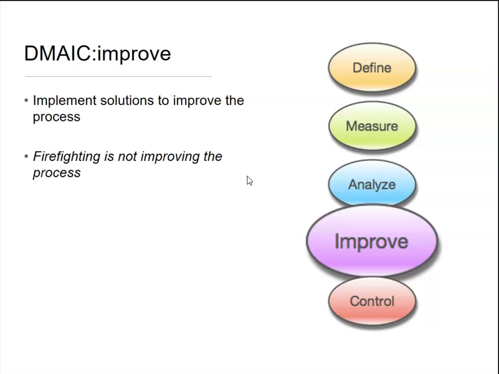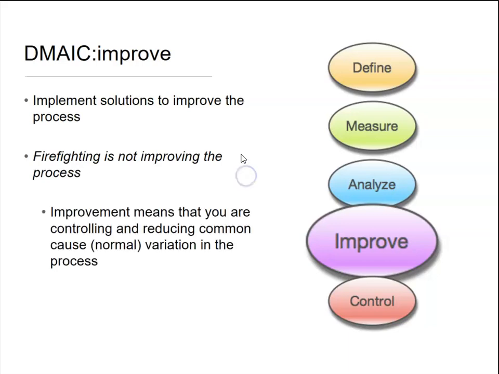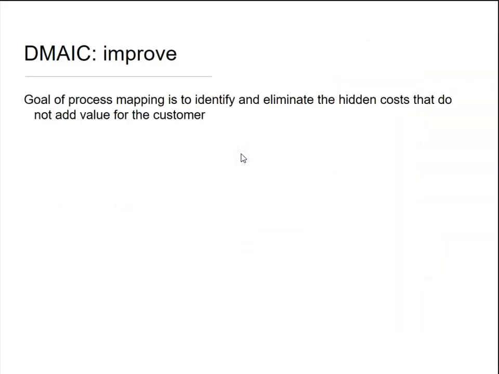And remember this special cause variation, we're just bringing the process back to stability. What we're trying to do is bring that common cause variation down, trying to tighten up the tolerances so we can increase our value to the customer. Improvement means you are controlling and reducing common cause, the normal variation in the process.